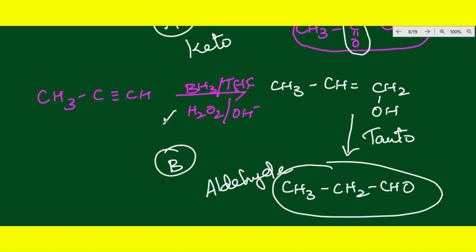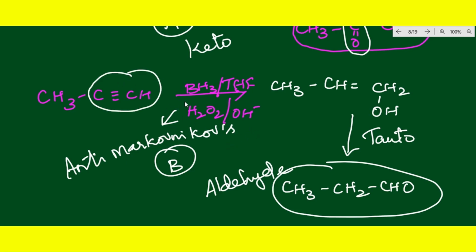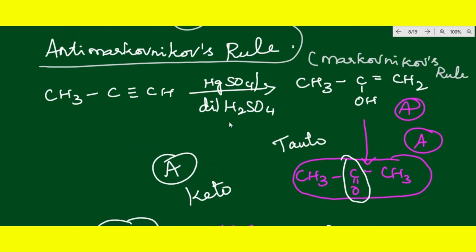And one more thing. This is anti-Markovnikov's rule, right? Anti-Markovnikov's rule. Markovnikov's rule, right. So, anti-Markovnikov's rule, what is it? This is a terminal alkyne. So, with a terminal alkyne, naturally, you will get the terminal functional group, aldehyde only. Right, according to this point I'm mentioning.